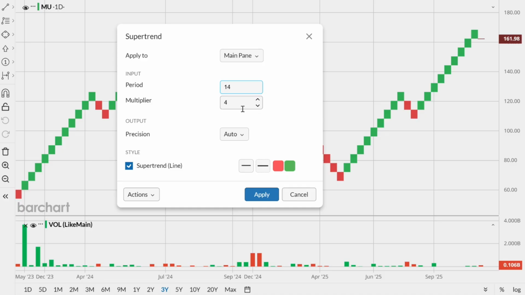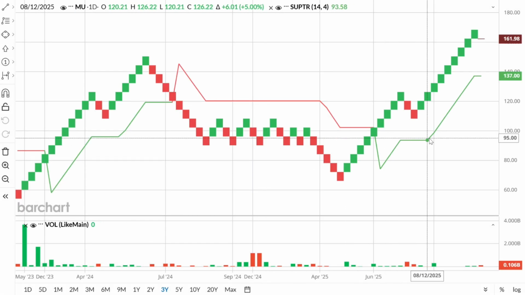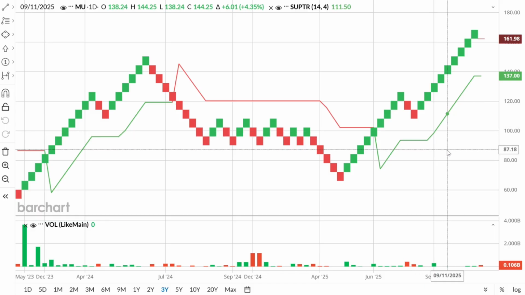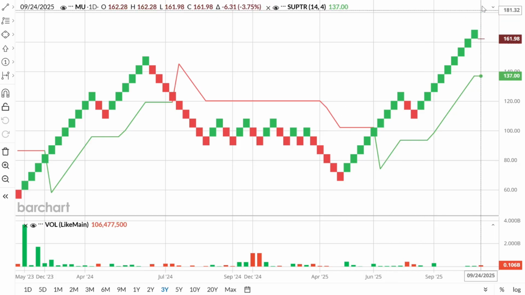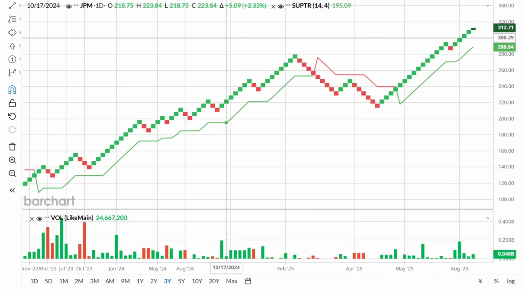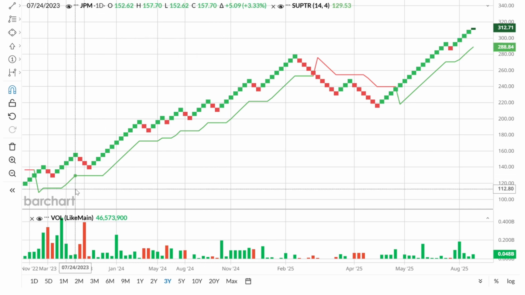Then we apply the multiplier. So, if the ATR is about $6 and the multiplier is set to 4, the Supertrend creates a buffer that's about $24 wide. Think of it as a zone that helps confirm whether price is breaking out or not. Now let's go back to the JP Chase Renko chart we looked at earlier, but this time with Supertrend applied. With ATR 14 and a multiplier of 4, we get a buffer of about $20.